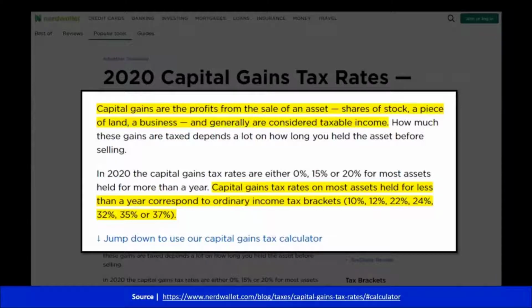First off, what is capital gains tax? Capital gains are the profits from the sale of an asset, the shares of stock, a piece of land, a business, and are generally considered a taxable income. Capital gains tax rates on most assets held for less than a year correspond to the ordinary income tax brackets: 10%, 12%, 22%, 24%, 32%, 35%, as high as 37%. So in other words, Bill Gates, if he was to take stocks and then give those stocks over to a charitable organization, he would avoid taxes that would be applied to that, which would be called capital gains tax.